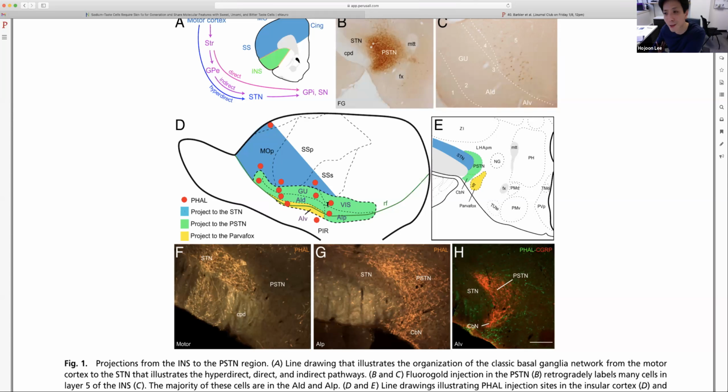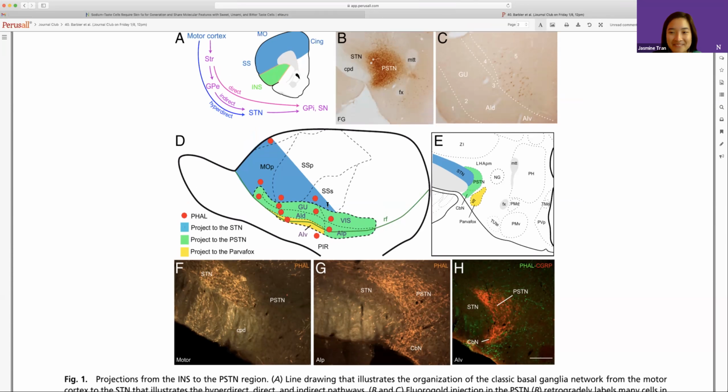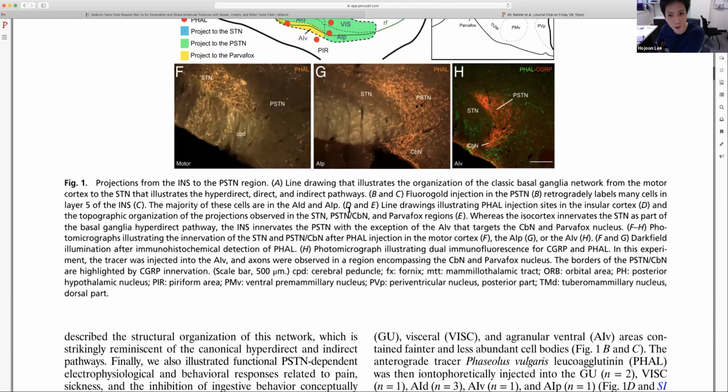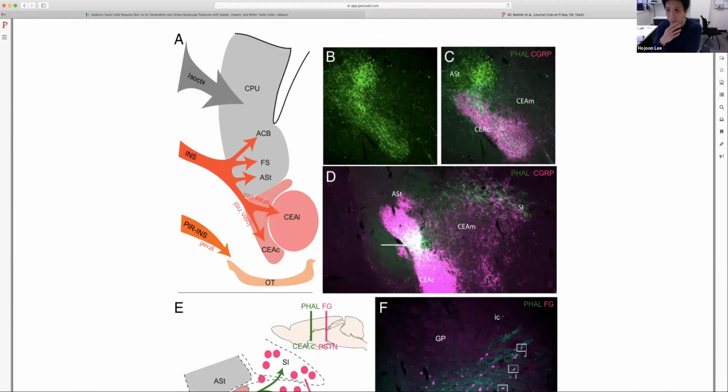Anything else about this figure? That's all I had. Anyone else? All right. Thank you, Jasmine. We'll go to figure number 2. Yep, that's me. All right.